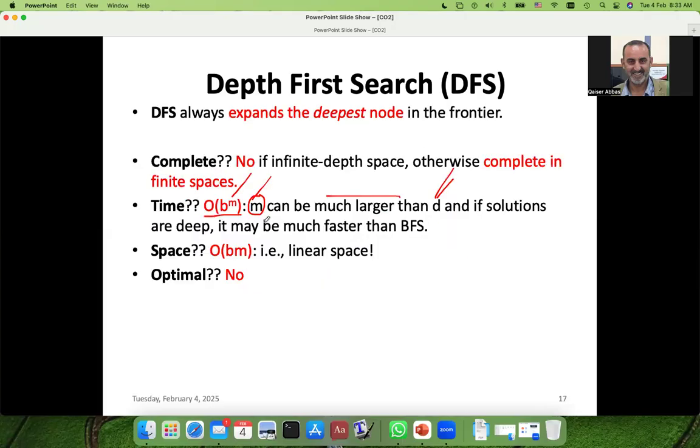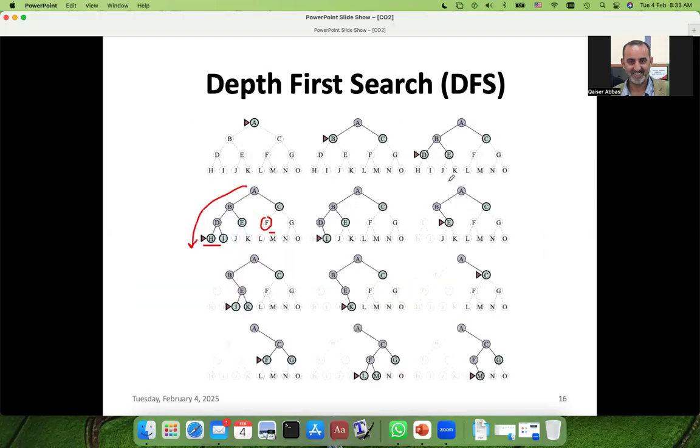So that is one reason that we are writing the time complexity, the number of nodes in the frontier, would be at maximum m, the maximum depth. That's why we are writing b raised to the power m. And the value of this m, which is the maximum depth of the tree, can be much larger than this d. And suppose your solution is available at this depth, not here.